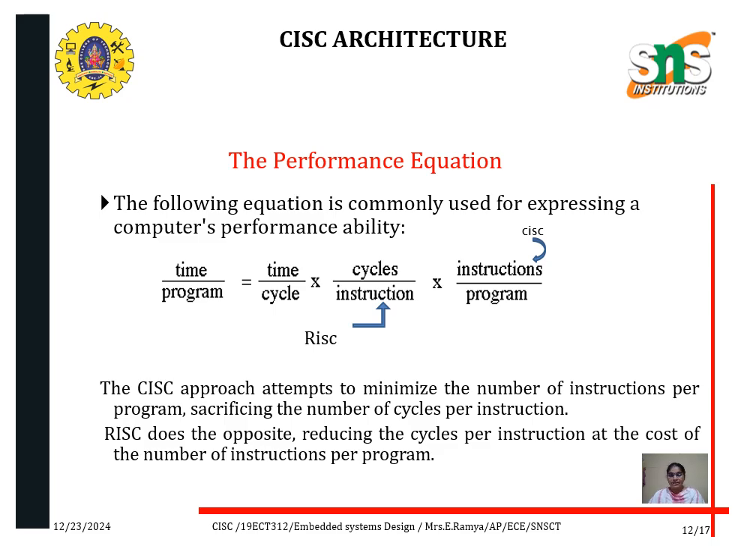The following equation is commonly used for expressing a computer's performance ability: time per program equals time per cycle, times cycles per instruction, times instructions per program.